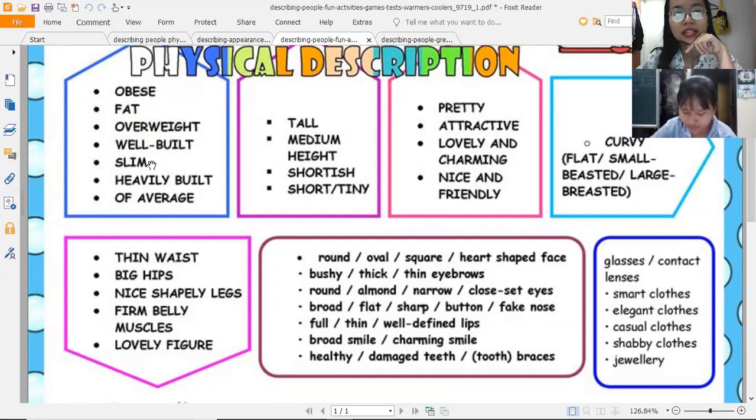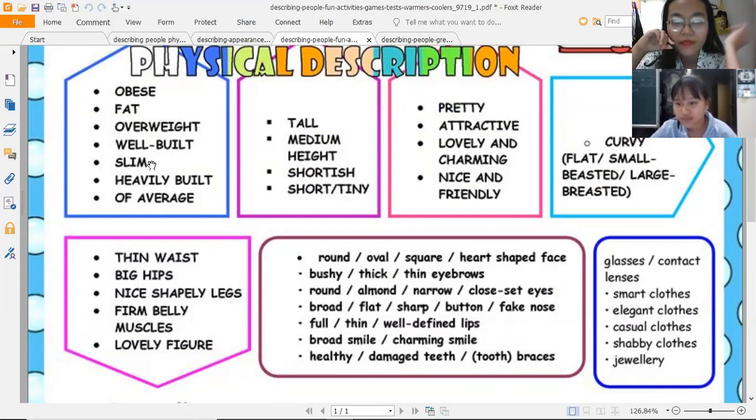And next thing, heavily built. Heavily built is someone who, okay, I forgot the word for weightlifting. Heavily built means the bodies of weightlifting athletes, right? Really? Okay. I think it's not good. It's not handsome enough.